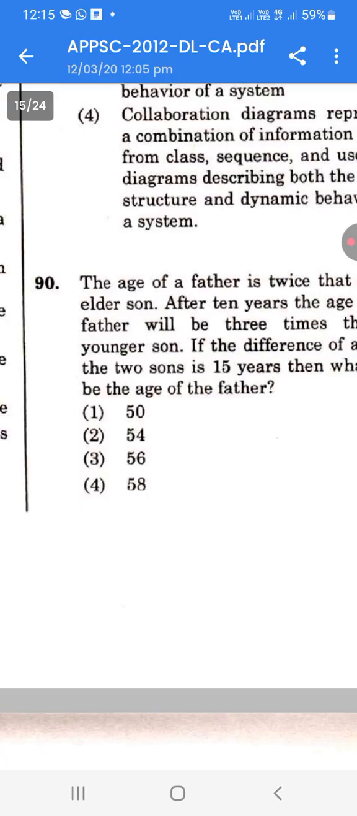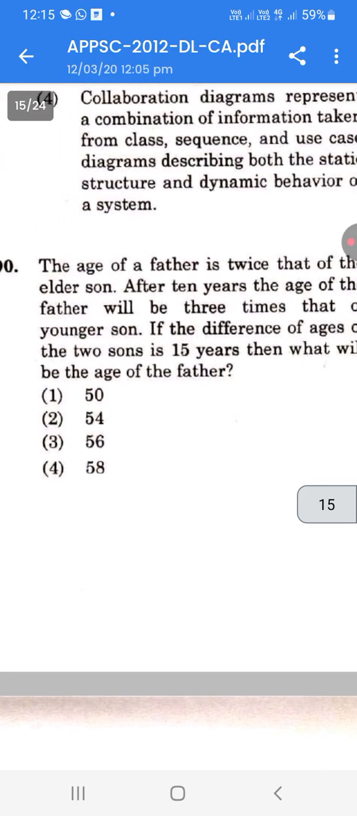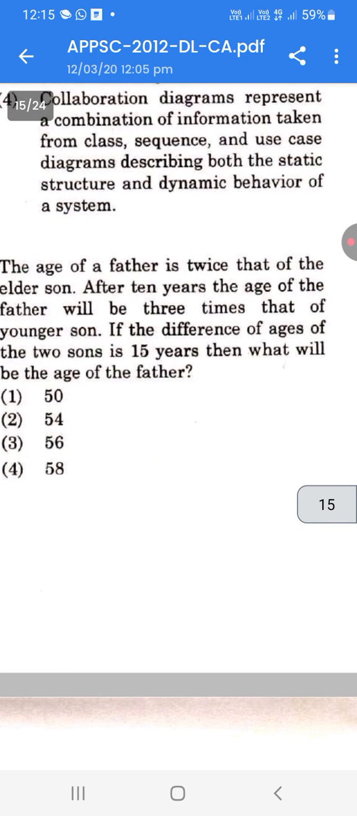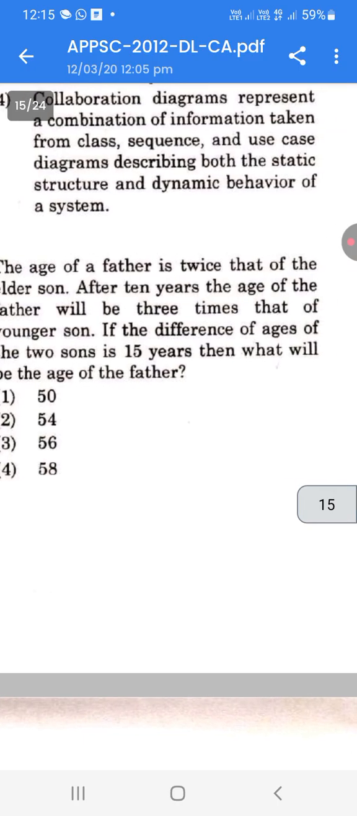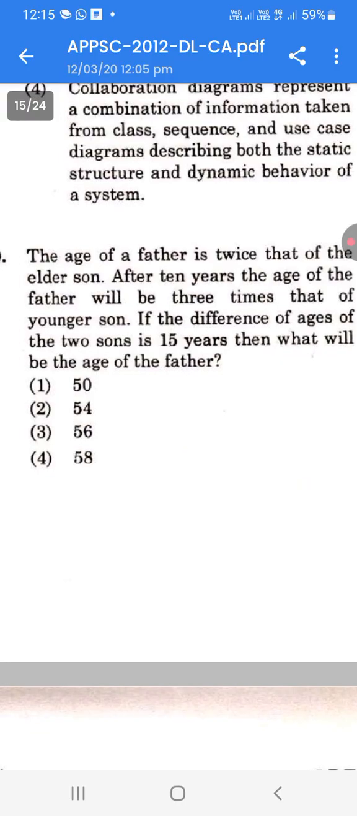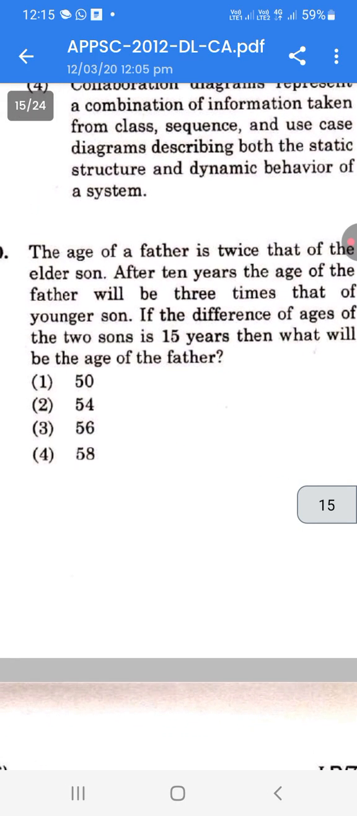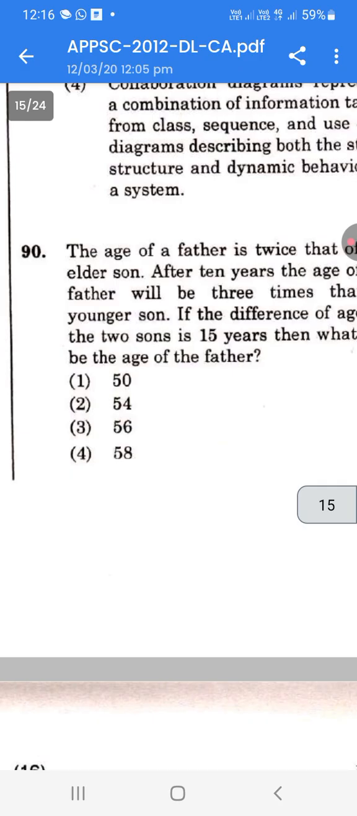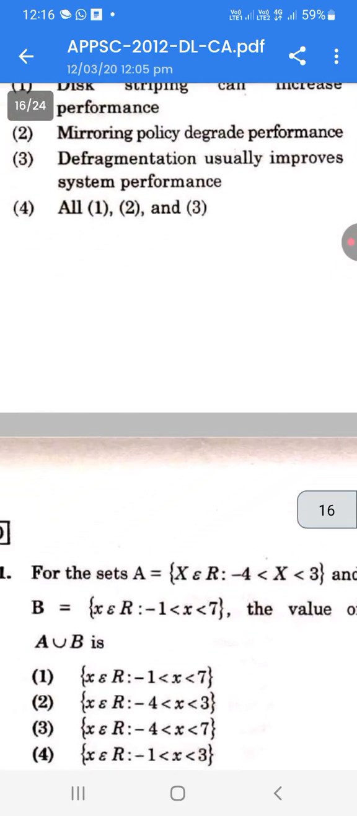90. The age of the father is twice that of the elder son. After 10 years, the age of the father will be 3 times that of the younger son. If the difference of ages of the two sons is 15 years, then what will be the age of the father? 90. Answer is 50. We solve the problem, answer is 50.